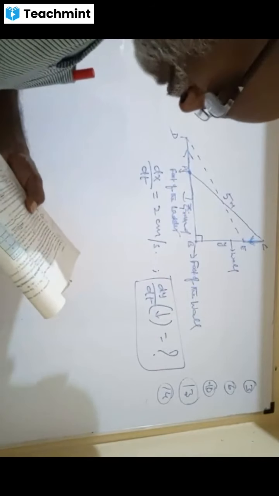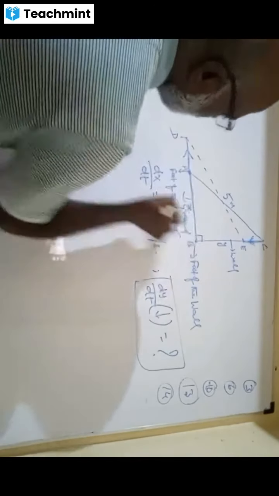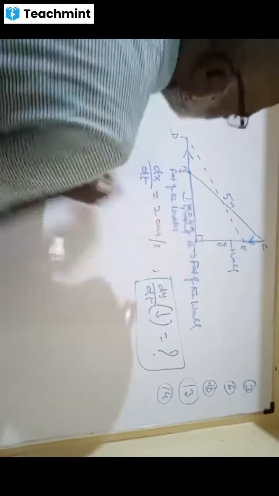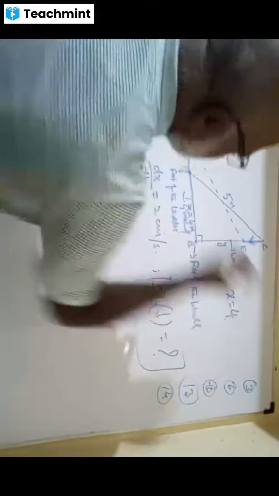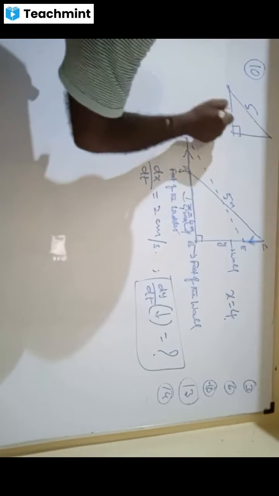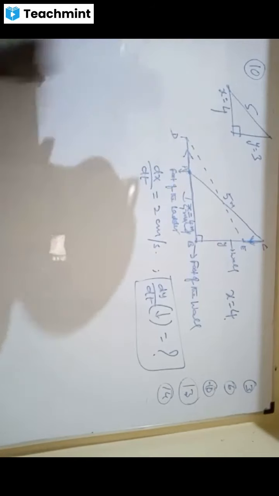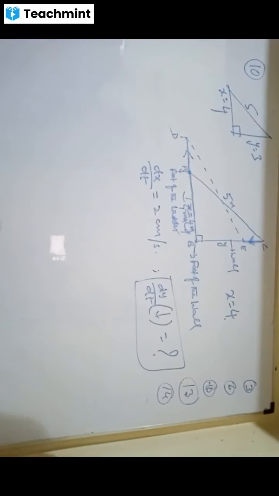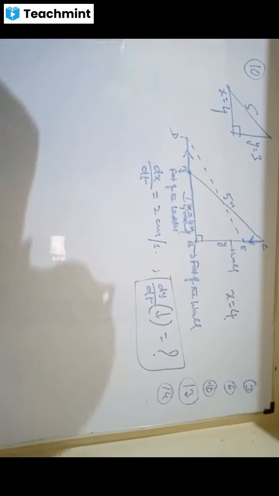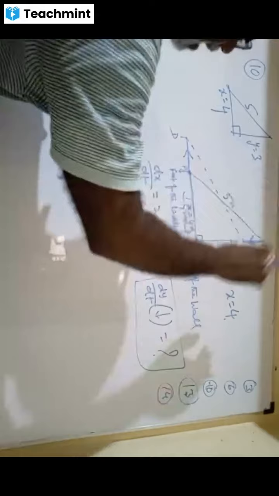How fast is the height on the wall decreasing when the foot of the ladder is 4 meters away from the wall? If x equals 4 meters, let us look at the static case where the ladder is 5 meters and this is 4. What will be this height? Do you agree? 3, 4, 5 is a Pythagorean triplet. So x equal to 4 and y equal to 3 is the particular case.